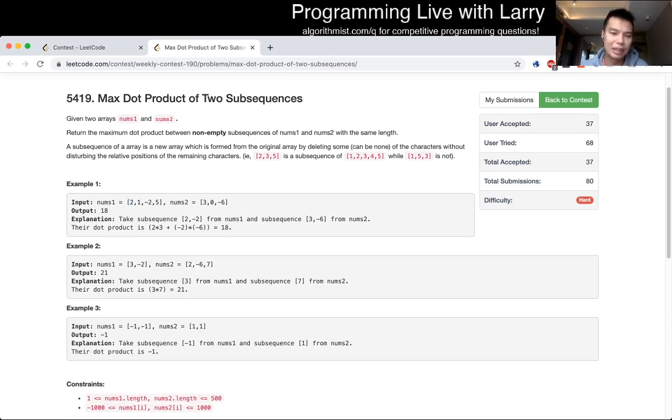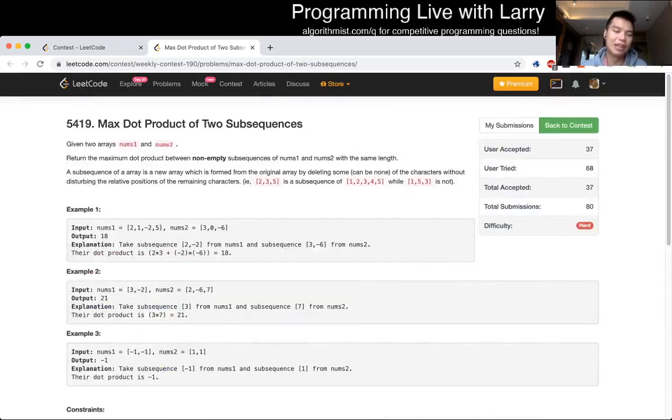The idea is that you're always given nums1 and nums2, and you have a couple of choices at every step for the transition, which is that you take the first number of both arrays and then you do the dot product.